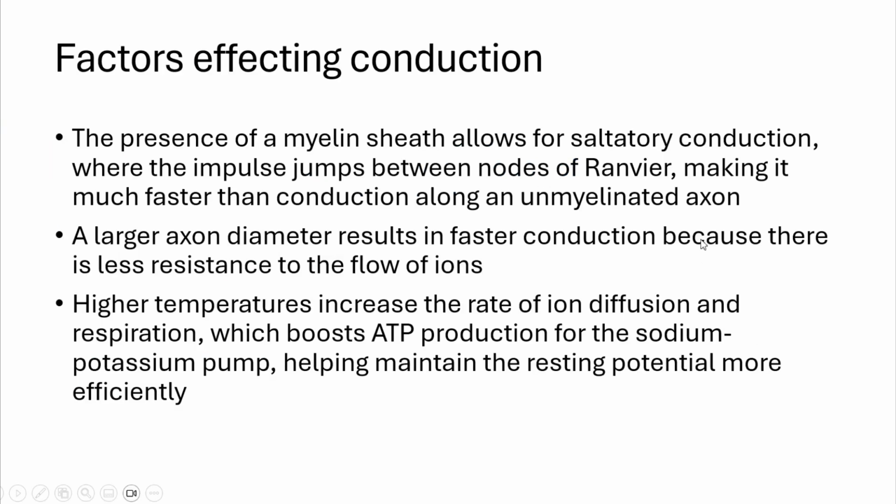Cool. There are other factors as well that could affect conduction. Yeah. So we talked about the myelin sheath. Also, a larger axon diameter means faster conduction because there's going to be less resistance in the flow of ions. Yeah? If you have a larger axon diameter, there's going to be less resistance in total, which means it's going to move straight through quicker. Yeah. Also, higher temperatures increase the rate of ion diffusion and respiration, which boosts ATP production for the sodium-potassium pump, helping maintain the resting potential more efficiently.